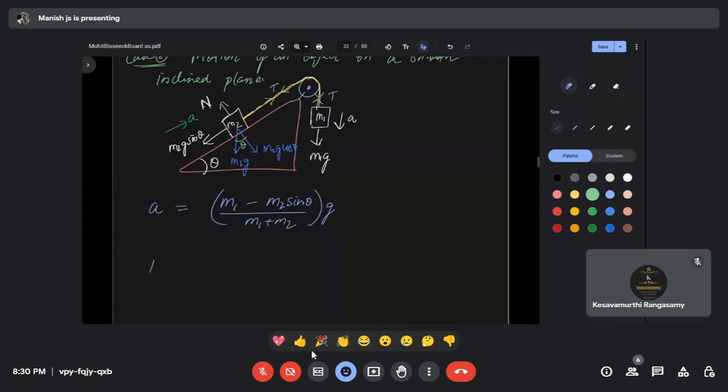Same way, the expression for tension can also be expressed as a product of masses of both the blocks, times 1 plus sine theta into G, upon the total mass of the system, which is M1 plus M2.